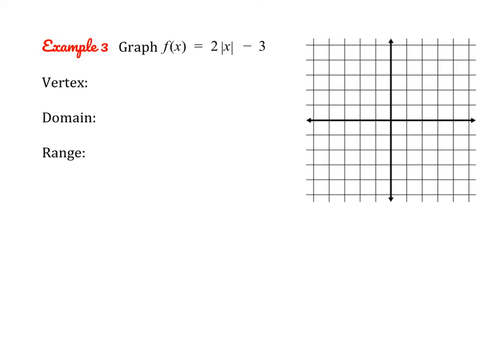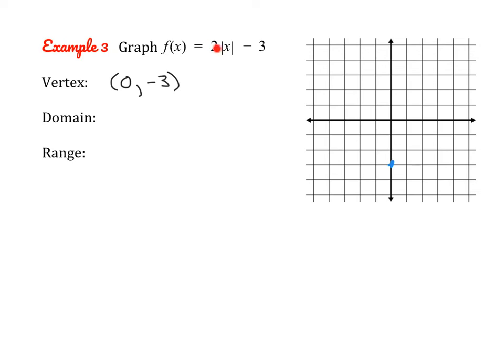So let's give this a try. Here we have f of x equals 2 times the absolute value of x minus 3. So let's start with that vertex. Here I don't see anything added or subtracted from x, so our h value is 0. And this would be our k value right here, -3. So our vertex is (0, -3). So we can start by plotting that point.